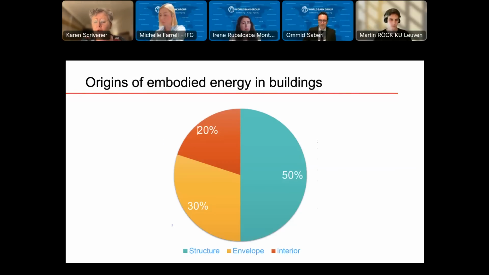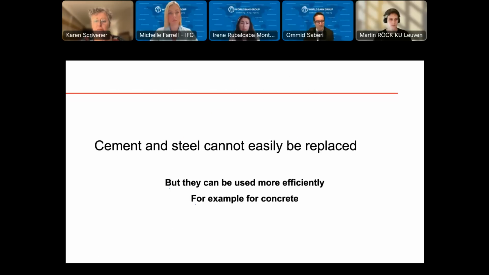To look at another thing, and I think Martin again will go into this, we have to look at the different types of material, and about 50% of the embodied CO2 is coming from the structure. The rest is coming from the envelope and the interior. And it's often the structure where we have the most chance to make changes.